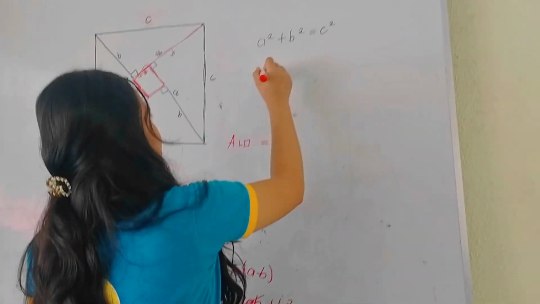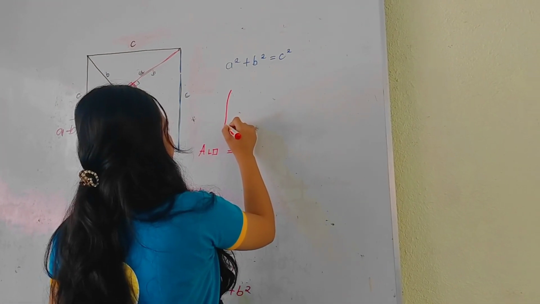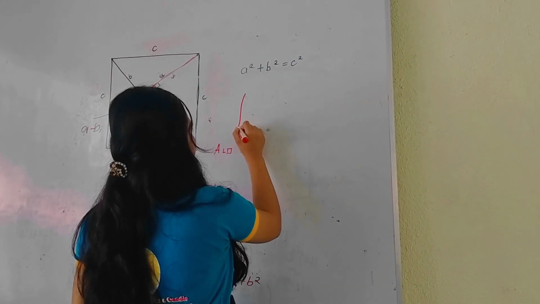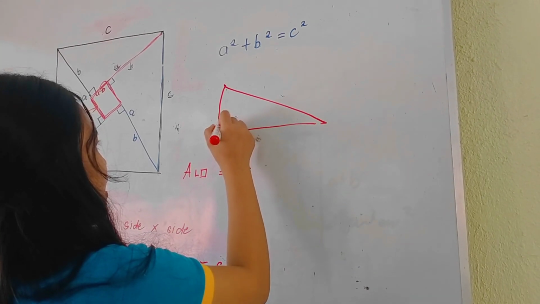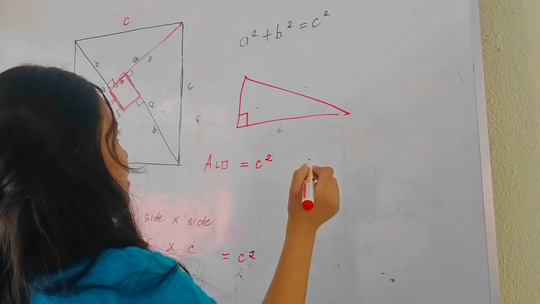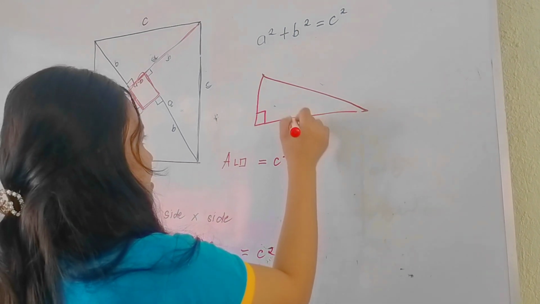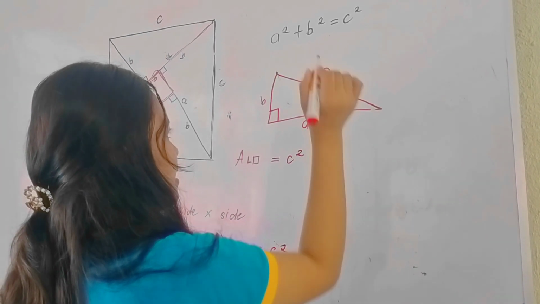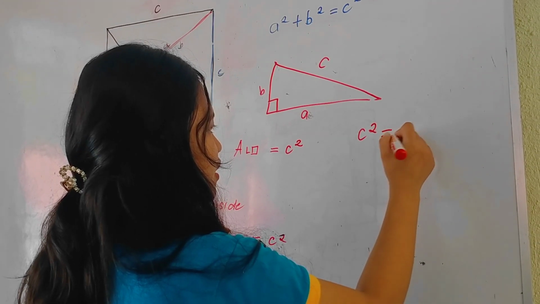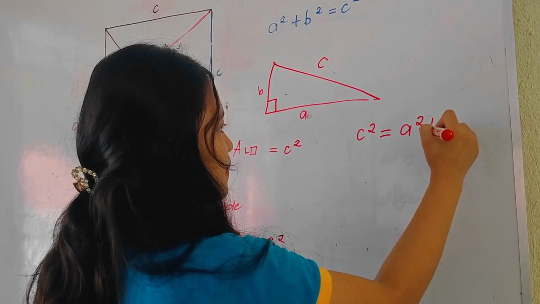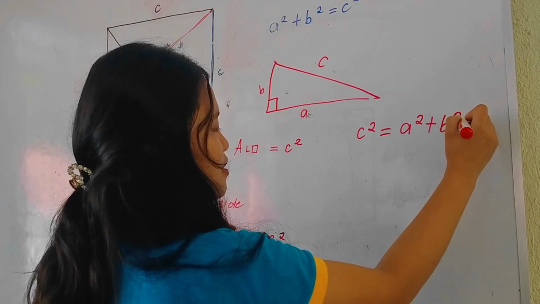So, in getting the length or the hypotenuse of the right triangle A, B, C, C squared equals A squared plus B squared.